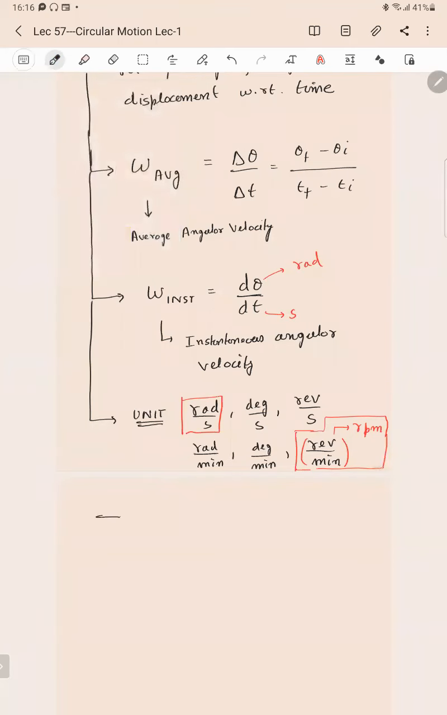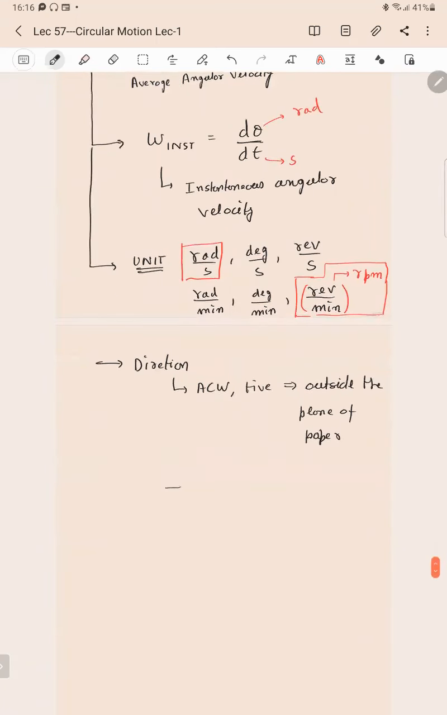Next, talking about the direction. Then again, you have two directions. One is anti-clockwise, which is taken as positive. It is outside the plane of paper. And then you have clockwise, which is negative. It is inside the plane of paper. Same as that of theta. Is it okay?